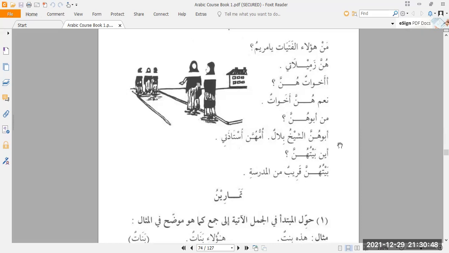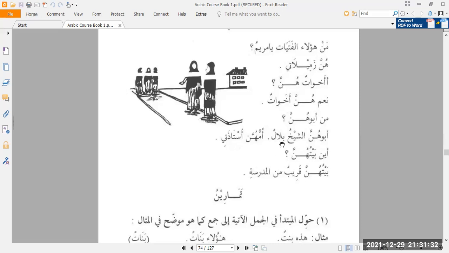And "ummuhunna," their mother. So "abuhunna, ummuhunna, abuhu, ummuhu, abuha, ummuha." Simple, straightforward, same thing that we did before in a singular form. You're just taking that same pronoun and making it plural. That's all. So "ummuhunna," their mother. "Ummuhunna ustadati." "Ustadun," masculine. "Ustadatun," feminine. "Ustadi," my male teacher. "Ustadati," my female teacher. So, "ummuhunna ustadati," their mother is my teacher.